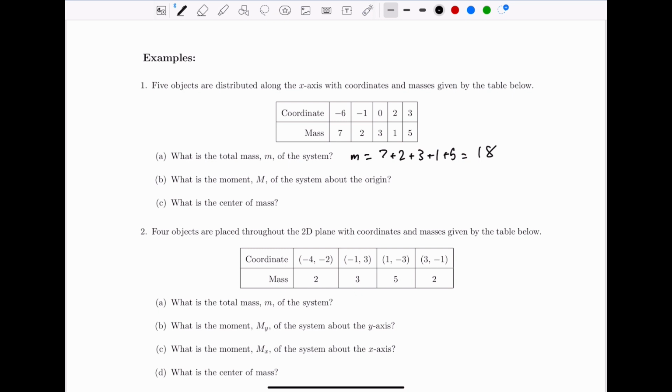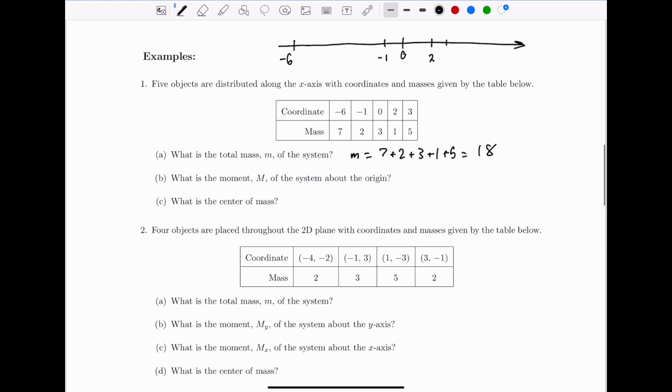Now let's think about the moment of the system about the origin. And as we do that, let's go ahead and plot what this would look like. So we have just the x-axis here. Here's the origin. And we have objects at -6, at -1. We have an object at 0. We have an object at +2. And we have a mass at 3.